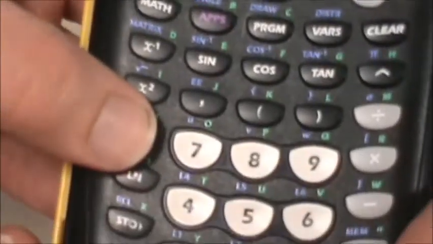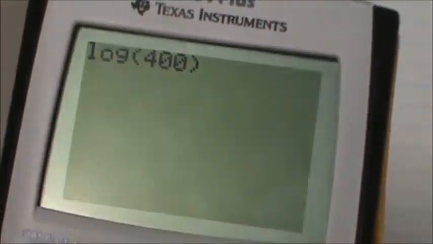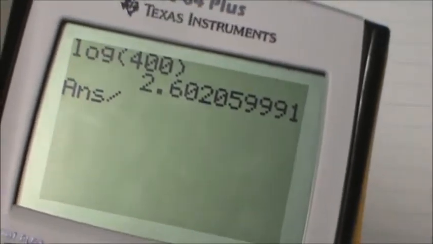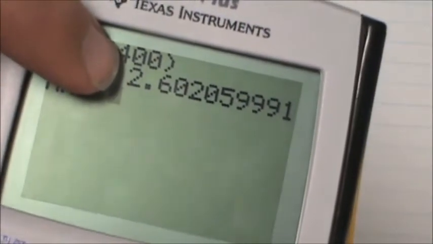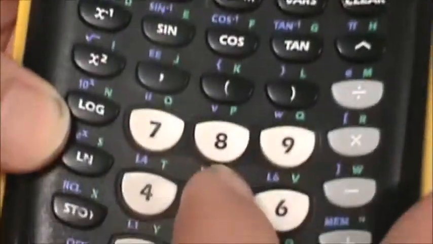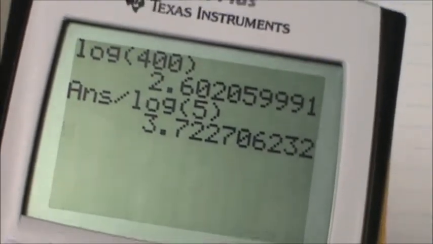So then for the second example, log base 5 of 400, I'm just going to take the log of 400, close the parentheses, hit enter, find some value, and then hit the divides key, and you should get an ANS come up for answer. That'll take this value here, 2.602059991, and then divide it by whatever we're looking for. In this case, log of 5. So hit the log button there, enter in 5, close the parentheses, hit enter, and you should get 3.722706232.